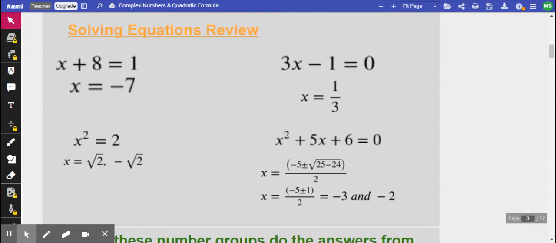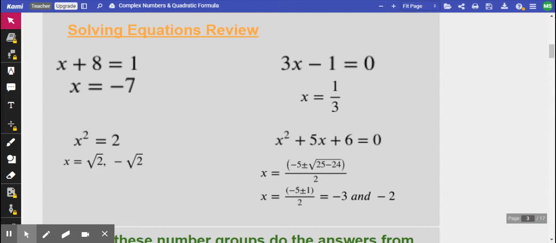The first equation is only a one-step equation. Easy to see that the answer would be -7 since that plus 8 equals 1. Next, we have 3x plus 1 minus 1 equals 0. You'd have to do 2 steps by adding 1 and dividing by 3 to get the answer of 1/3.